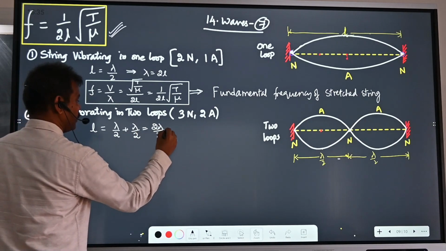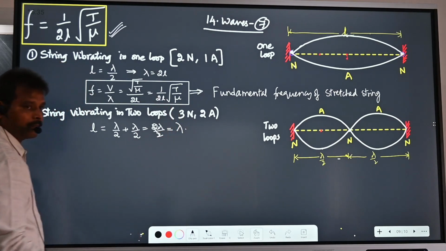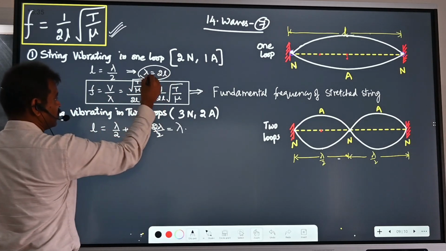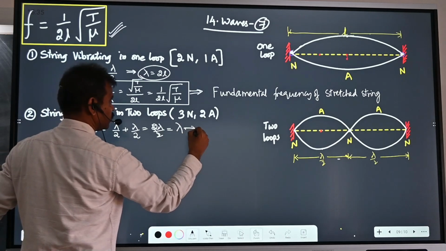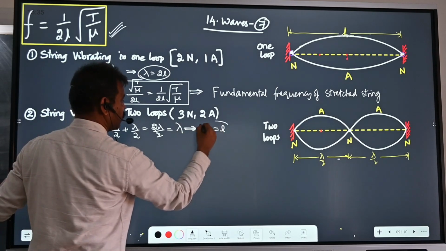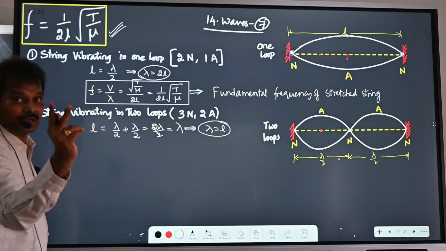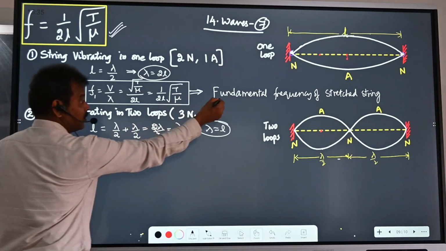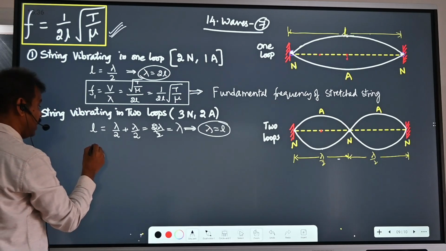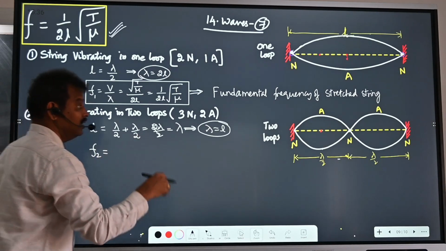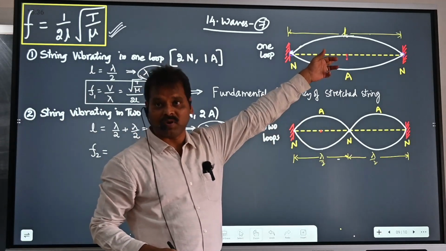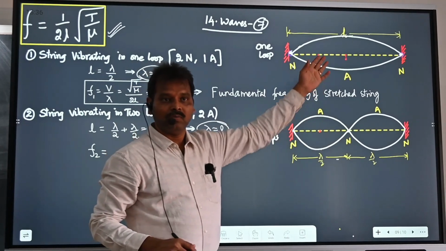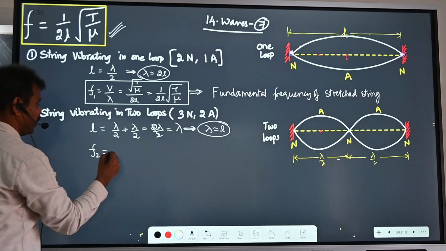Is it 2 lambda by 2? This is lambda. Here L is equal to lambda by 2, so lambda is equal to 2L, when the string is vibrating in 1 loop. This is frequency 1, also called fundamental frequency. Now F2, because this vibration frequency is different than the first one. Here now it vibrates more than the first one. We will see how it vibrates.